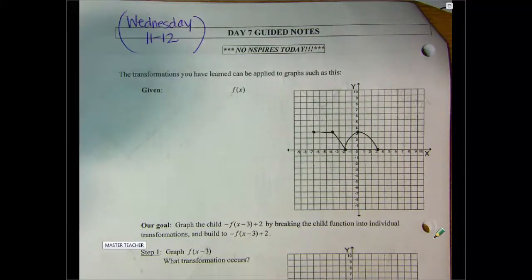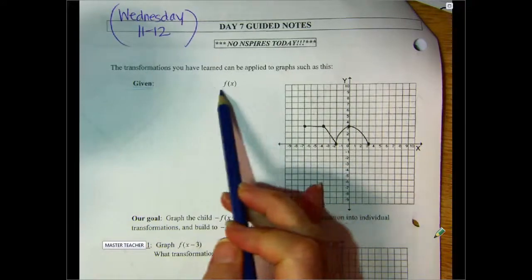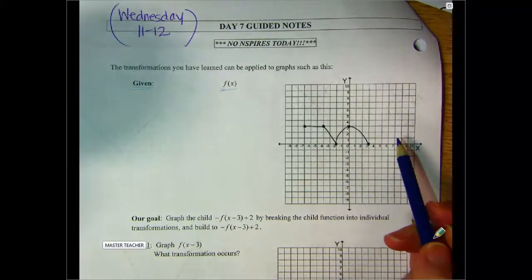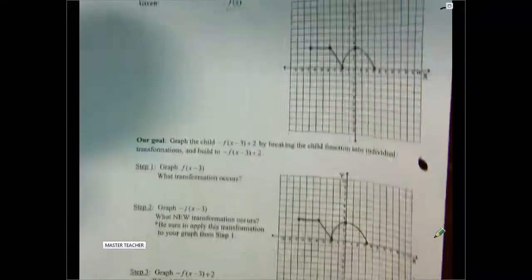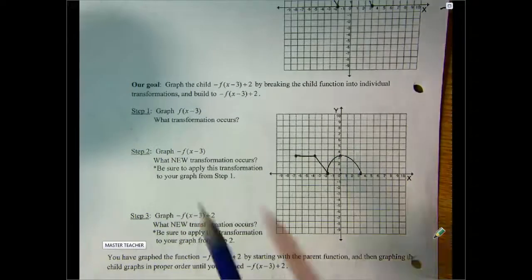If you open to day 7 in your guided notes packet, we have this function whose name is f of x, and it doesn't look like anything we've seen before. It's funky. That's why we call it that. It is a function. It does pass the vertical line test. So let's go and look at our goal at the bottom.